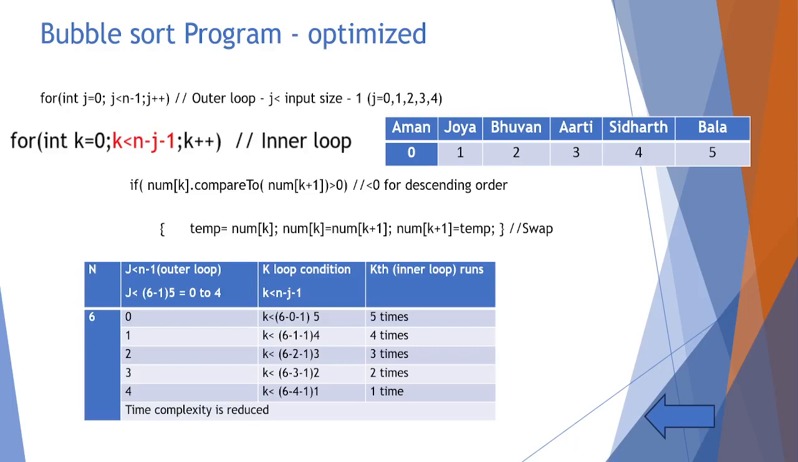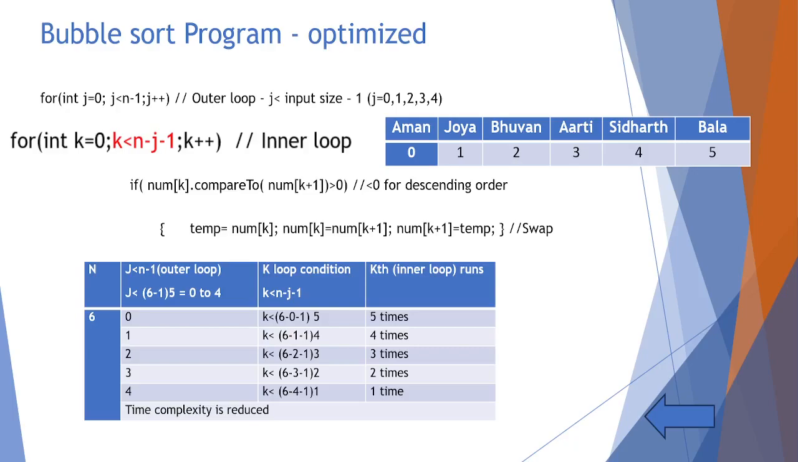If you see the column of the k loop condition, k less than n minus j minus 1, n is 6 everywhere vertically. But j is changing to 0, 1, 2, 3, 4, and minus 1 is a constant. So 6 minus 0 minus 1 means 5 times the loop has to work in the first iteration of the outer for loop, that is 0 index. But the second one, that is 1 index, 6 minus 1 minus 1, 4 times only, because we know already the first element, that is the last element, is sorted.